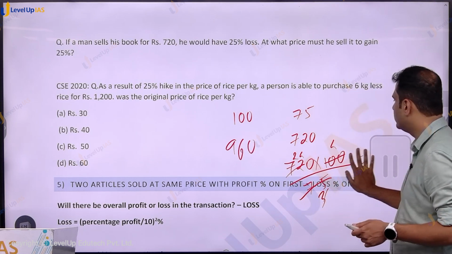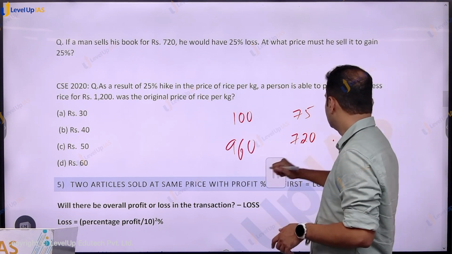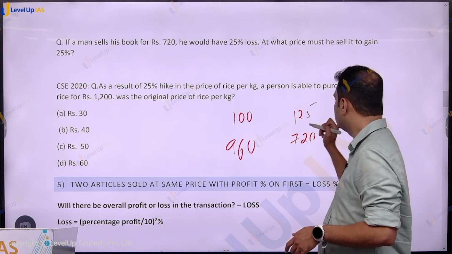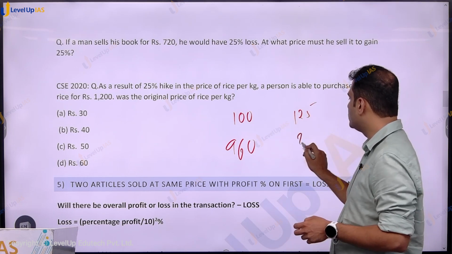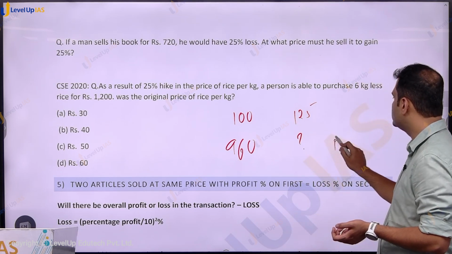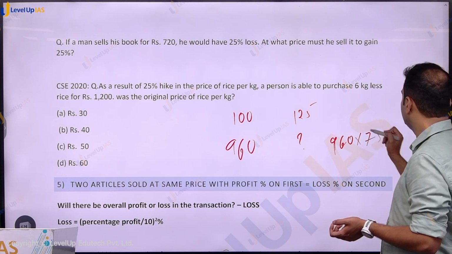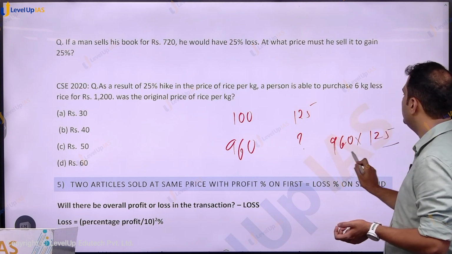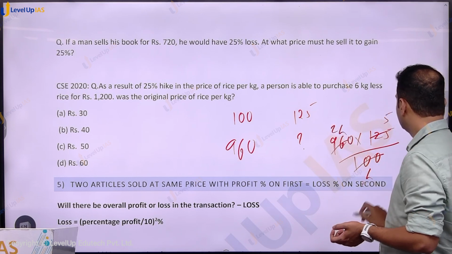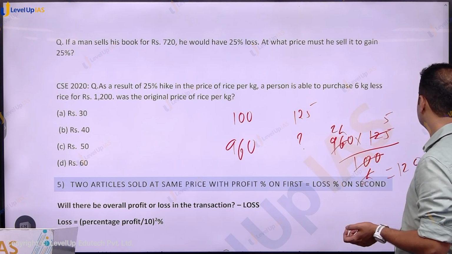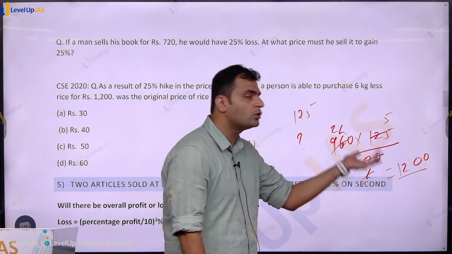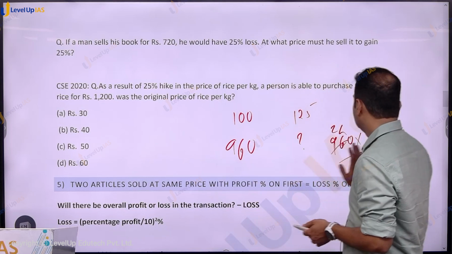Now what we want? We want 25% profit. So 75 की जगह 100, 125 चाहिए तो हमें. But for that to happen, what should be the selling price? That is the question. It would be 960 into 125 divided by 100. So it is 4, 5. Again, this is 24. It will be 1200. So he should sell the article at 1200 rupees to get 25% profit. That is the answer.